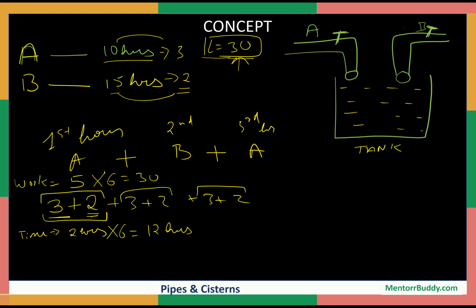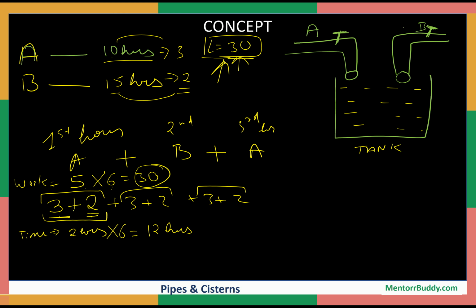So instead of doing that, what we did is we just multiplied this by 6, and on the lower side also we got 30. So 30 is the total work which we need to complete. This is the total work, right, which we need to complete. So if it is multiplied by 6 we are getting 30. It means 6 times this process has to repeat.